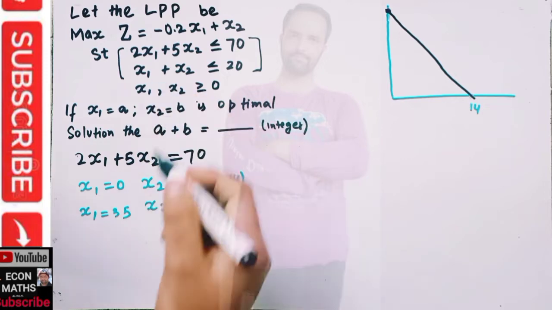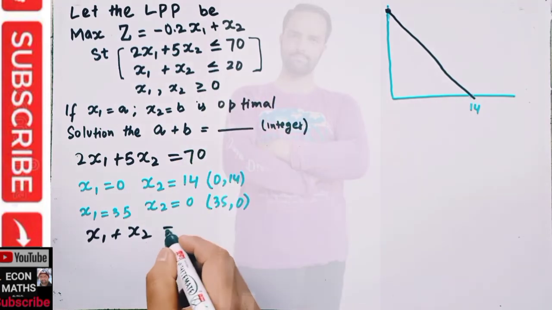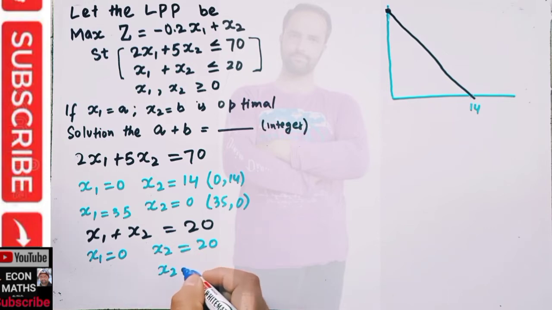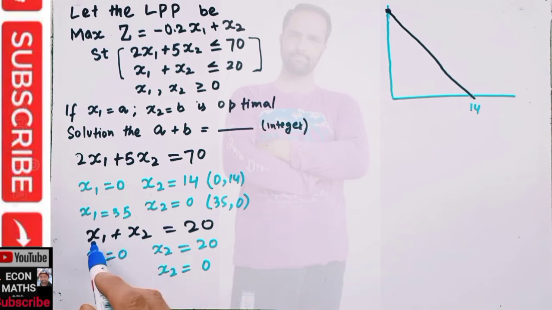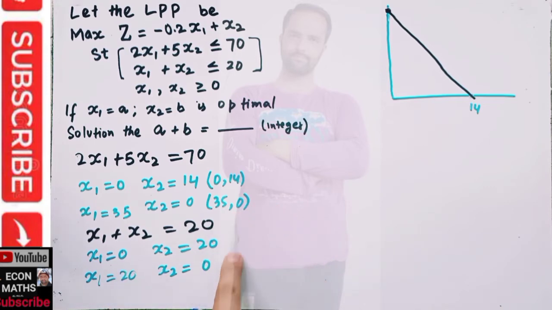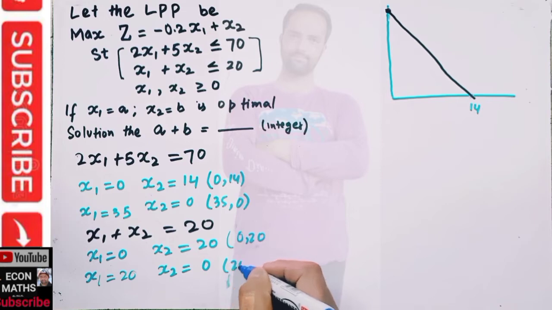Now take another, x1 plus x2, change this inequality into equality, is equal to 20. Similar procedure: put firstly x1 is equal to 0. If we put x1 is equal to 0, which implies x2 will be equal to 20. So 0 plus x2 is equal to 20. Now put x2 is equal to 0. If we put x2 is equal to 0, which means x1 is equal to 20. Okay, so then the points will be 0, 20 and 20, 0.